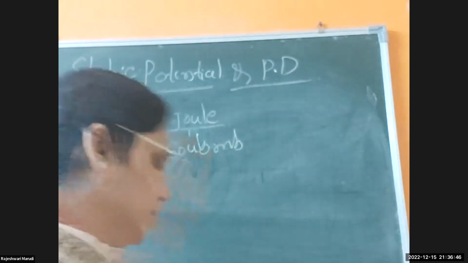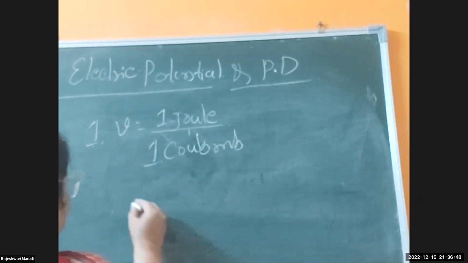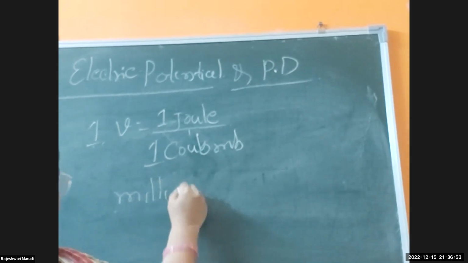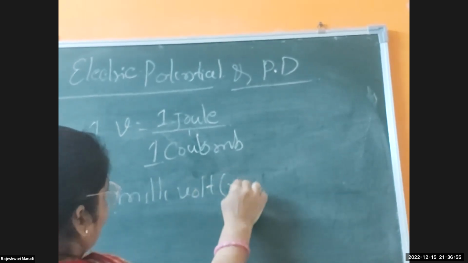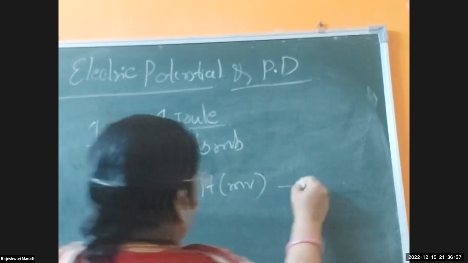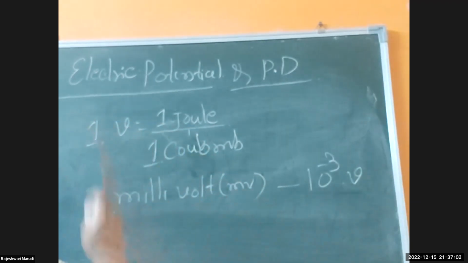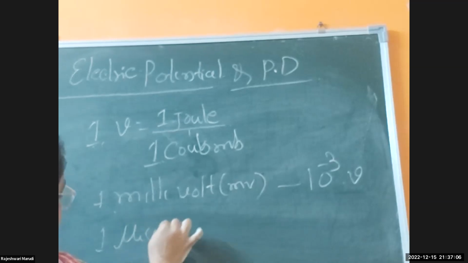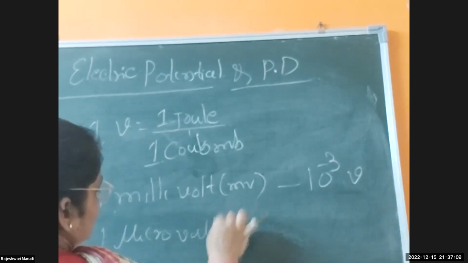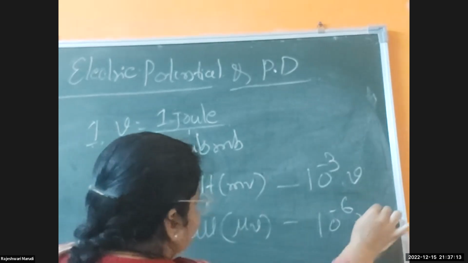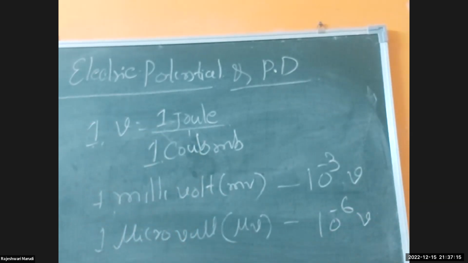Okay. So here the small units of electricity are what? Millivolts, represented by mV. Millivolts means 10 to the power of minus 3 volts. And next are the microvolts. Microvolts means 10 to the power of minus 6 volts.